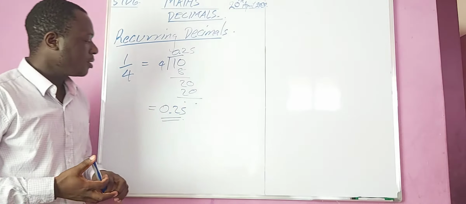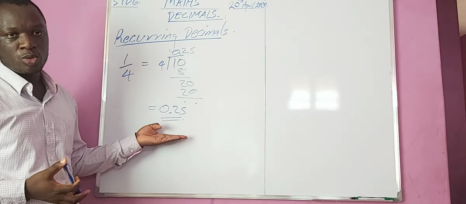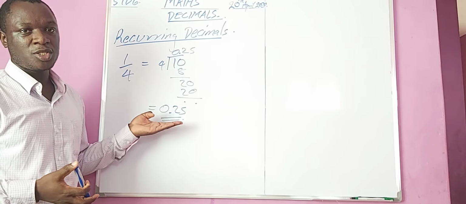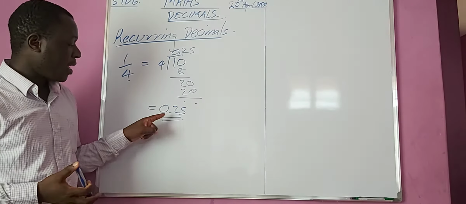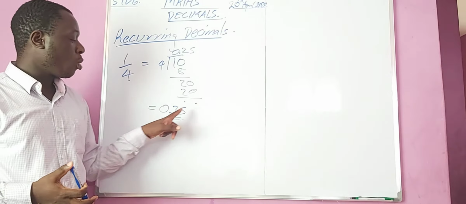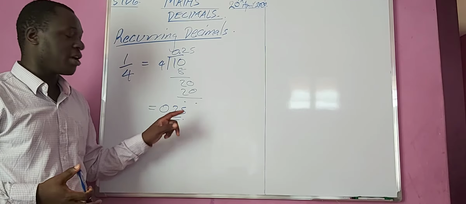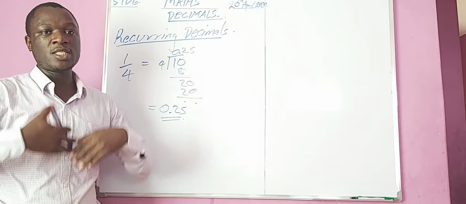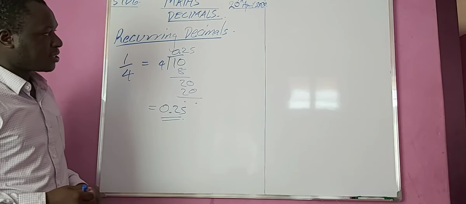Now this one is not a recurring fraction, or the answer is not a recurring decimal. Why? We have done it and we have managed to reach the end of the equation, whereby we are having 0.25 as your answer. It is not repeating. Now let's look at the second example.